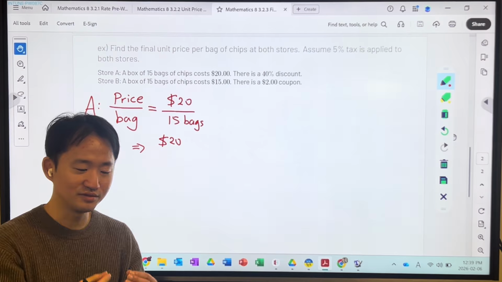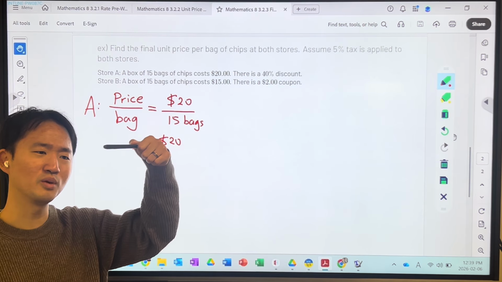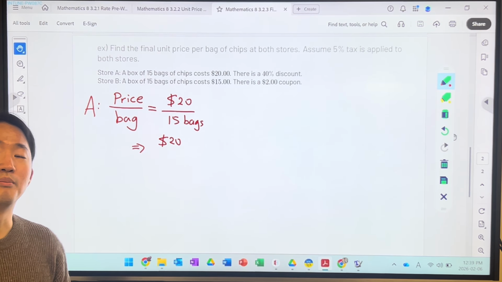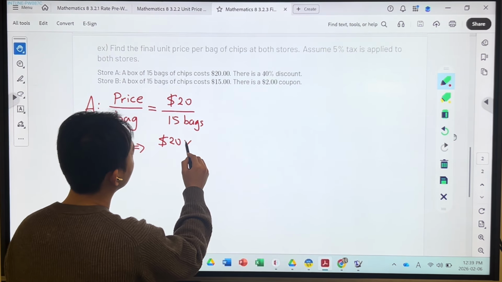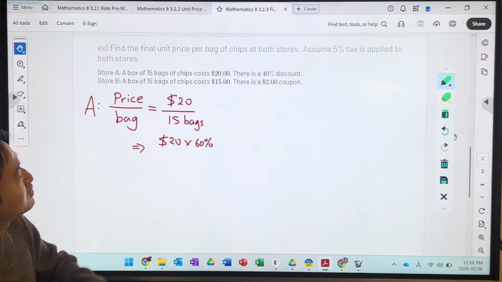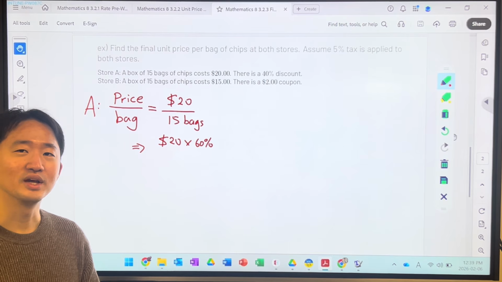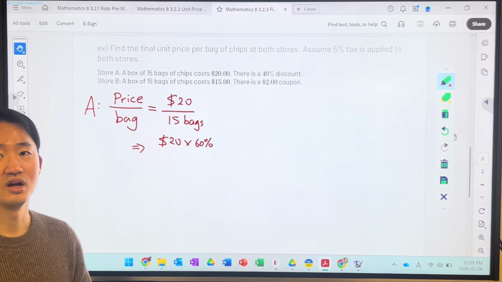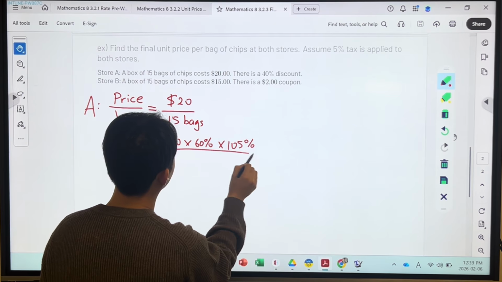Instead of calculating the amount of discount and then subtracting it afterwards, I think we can use our sense that a 40% discount means 40% less than the original amount, which is the 100%. In other words, we're buying it at 60% of the usual price. And then we're going to apply the 5% tax on that. A 5% tax addition means that we add 5% to the 100%, so we're paying 105% of the total amount. So we're going to multiply this by 105% out of 15 bags.